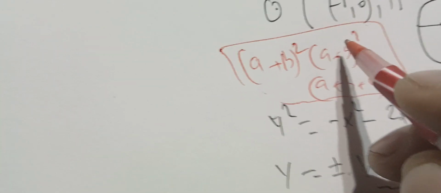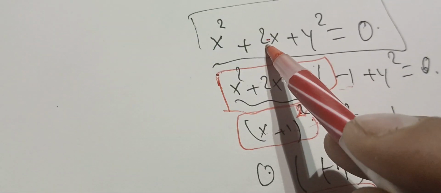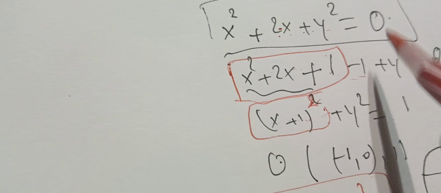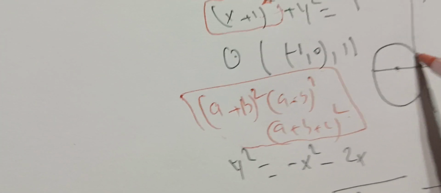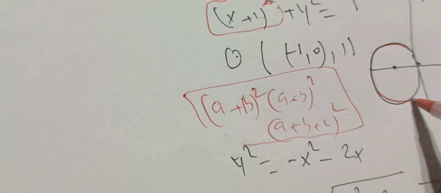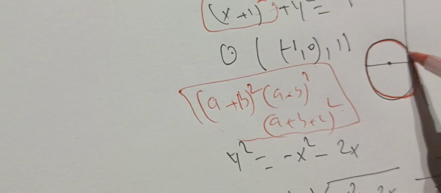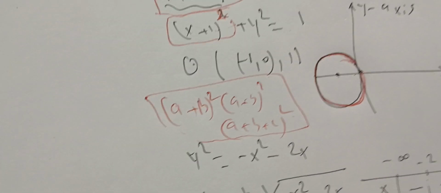Anyways, the set of points that satisfy x squared plus 2x plus y squared equals 0 is the circle centered at minus 1, 0, and having radius 1. So it's this one here. Thank you very much.